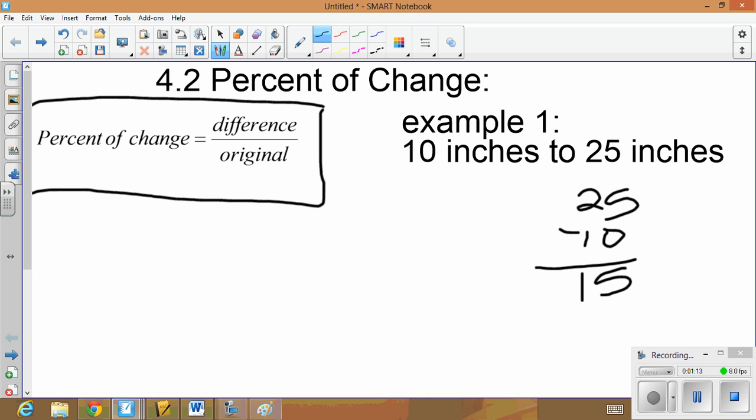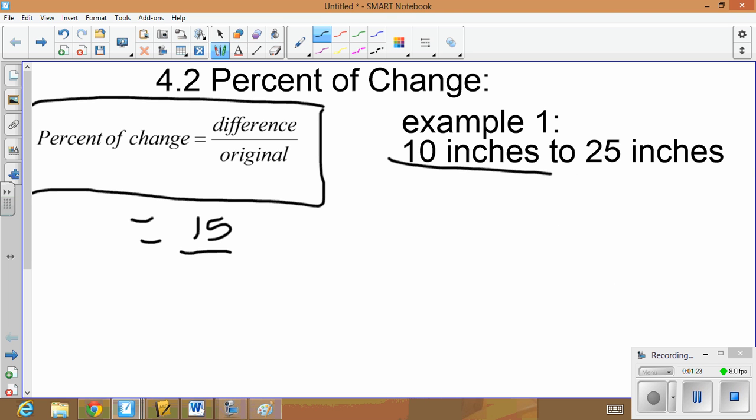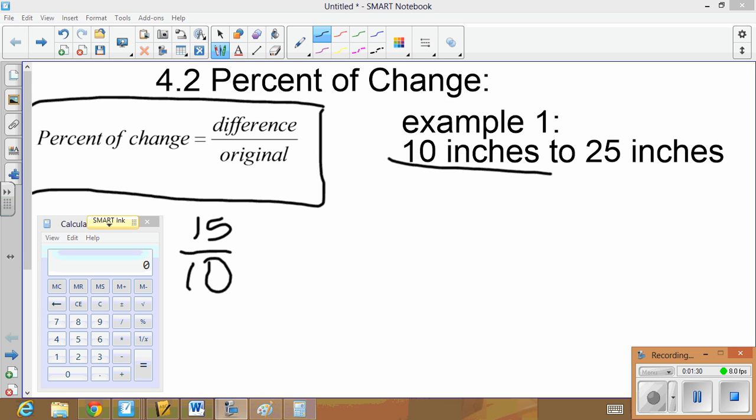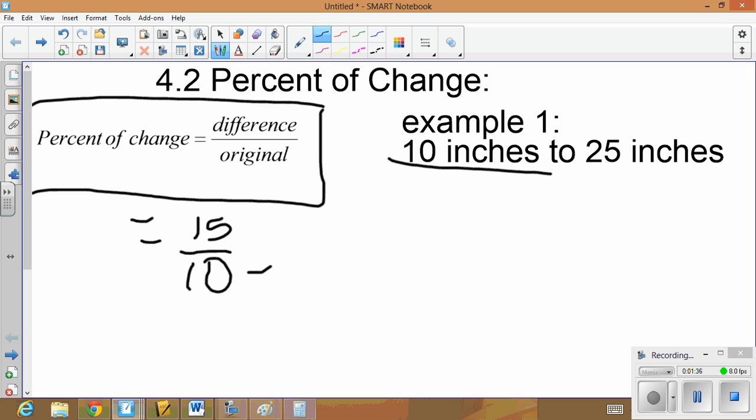So the percent of change equals 15 over, which number was your original number or starting number? That would be 10. So it's 15 over 10. What I'd like you to do now is take your calculator and let's divide 15 divided by 10. And we get an answer of 1.5 or 150%.